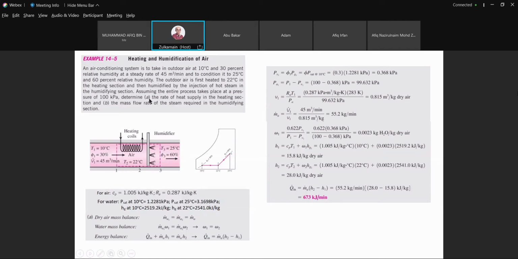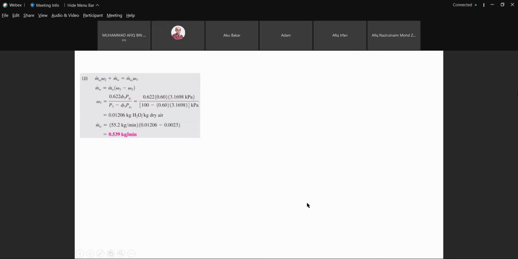So that is the point for the first one. And then part B, the mass flow rate of the steam required in the humidifying section. Meaning that we are going to involve the omega value. This is the mass balance for water. This is water at state 2, this is the added water, and this is the water content at state 3.